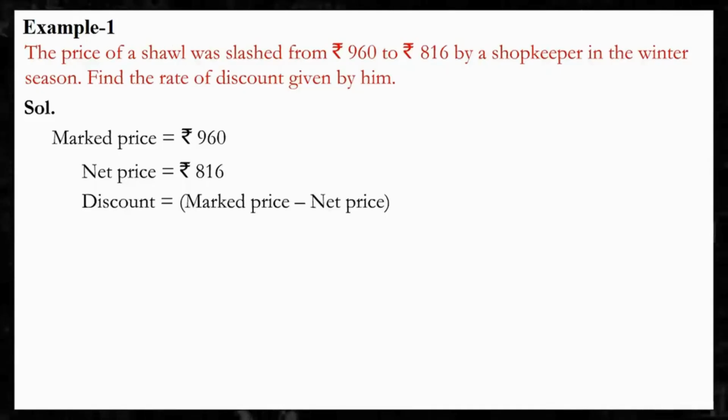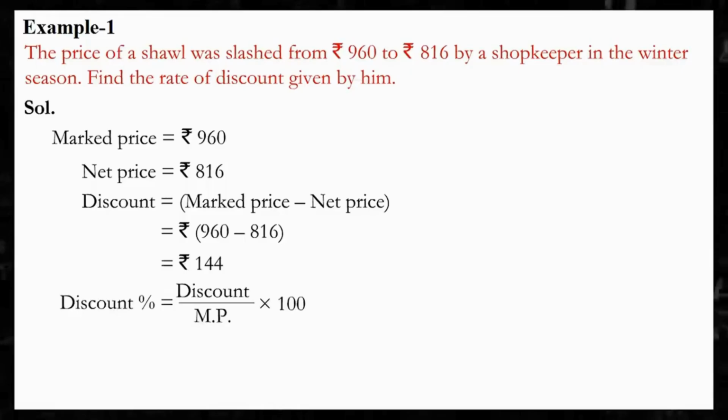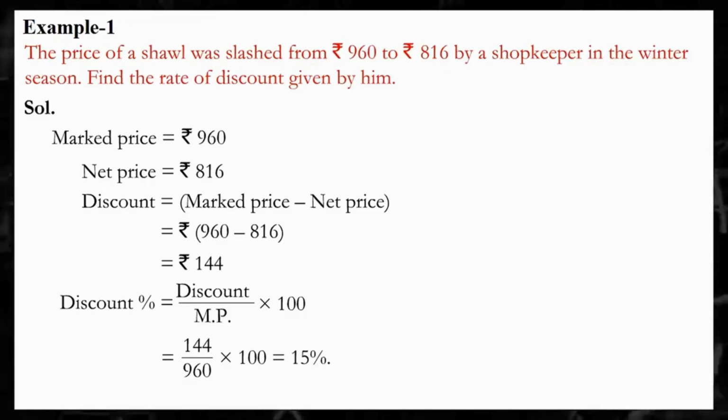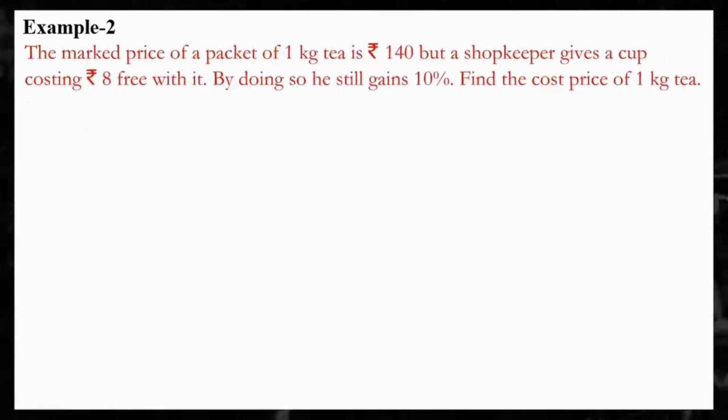Discount is equal to marked price minus net price is equal to Rs 960 minus 816 is equal to Rs 144. Discount percent is equal to discount upon marked price into 100 is equal to 144 upon 960 into 100 is equal to 15%.